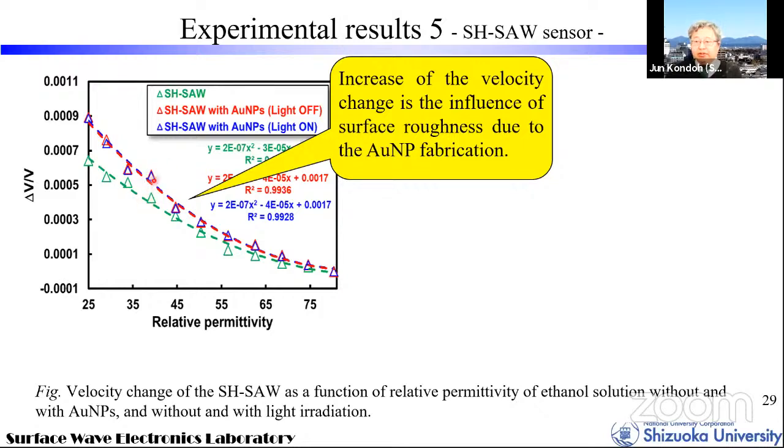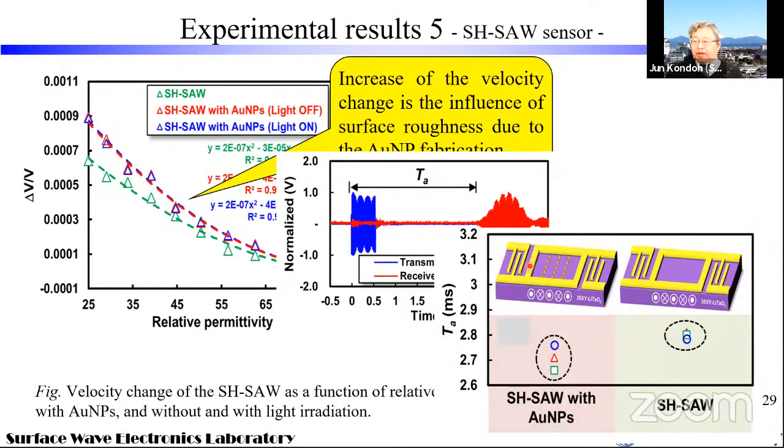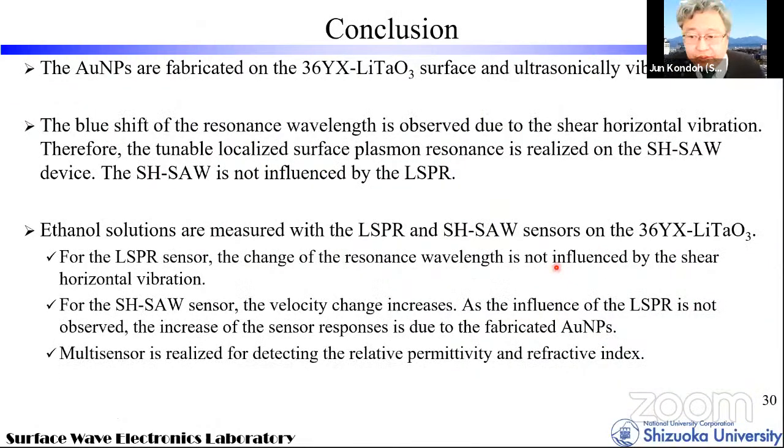To discuss this result, we measure the time response of the SHO. This is the input signal, and this is the received signal. And we found the phase velocity with the nanoparticle layer on the surface is faster than without. So the velocity increase occurs with the very thin gold nanoparticle layer on lithium tantalate. But we have not clarified the mechanism of the velocity increase. But this is also an important result for us. Okay, finally, I conclude my talk.